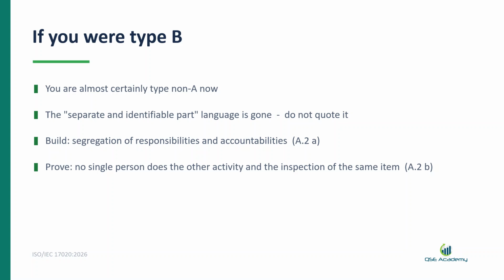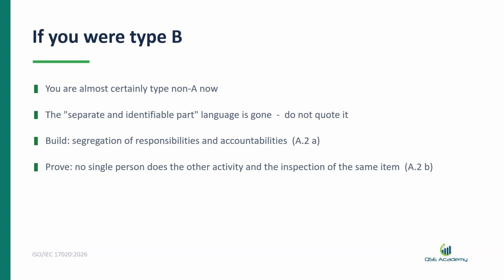You are almost certainly type non-A now, and the language you have been using in your quality manual for years, separate an identifiable part of the organization, no longer exists in the standard. Take it out. Assessors notice when a manual quotes a withdrawn edition. What you need to build instead is genuinely simpler.